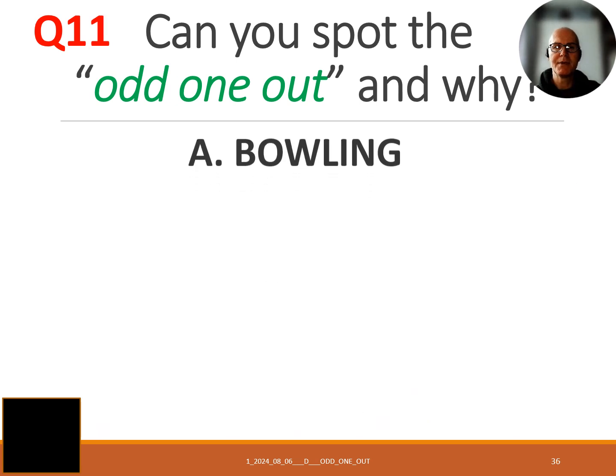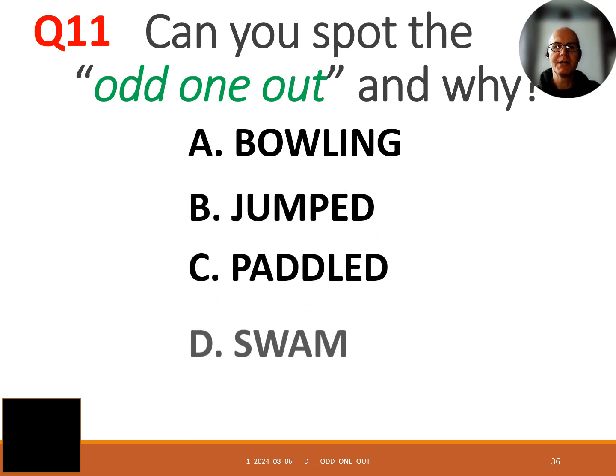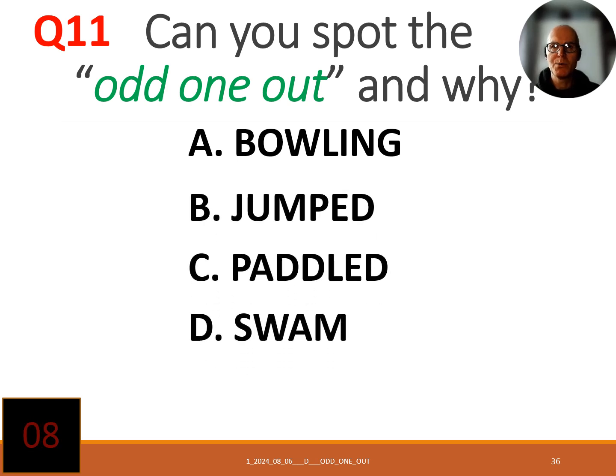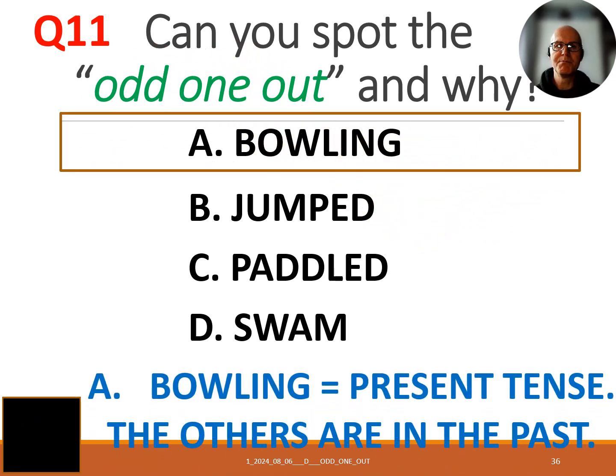Question 11. Bowling, jumped, paddled, swam. What was the odd one out here from these 4 verbs and why? It was bowling, because bowling is in the present tense. The other 3 are verbs in the past tense.